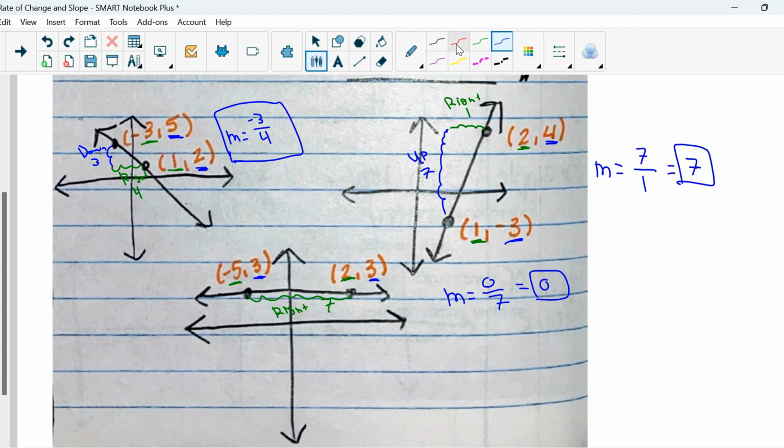Okay, one key detail that I forgot to mention is if you are finding slope strictly graphically, always start with your furthest left point. Okay, this will just help with the consistency of your process here.